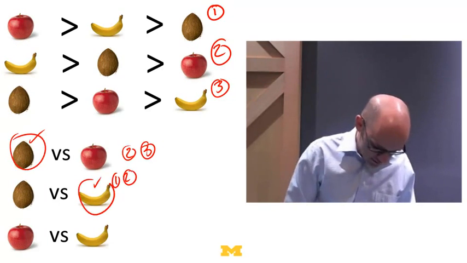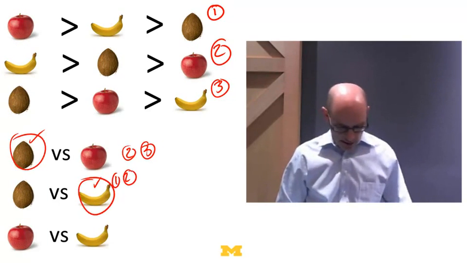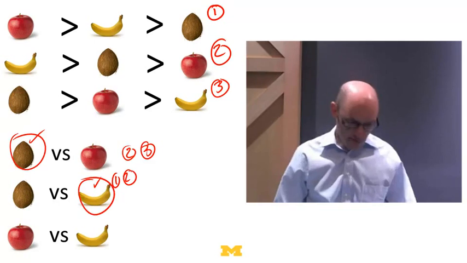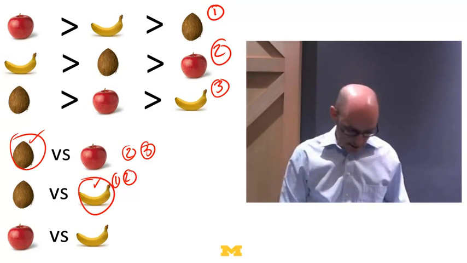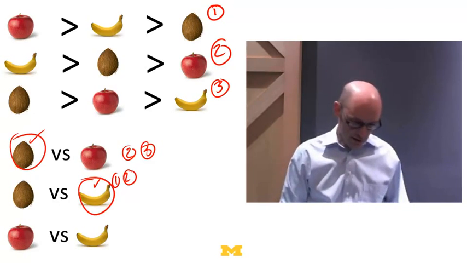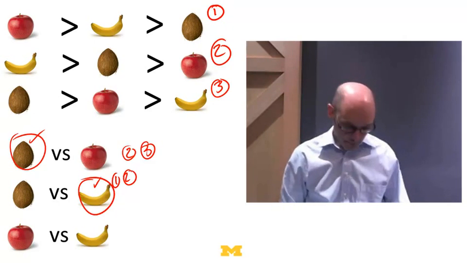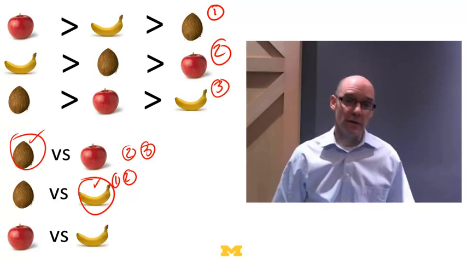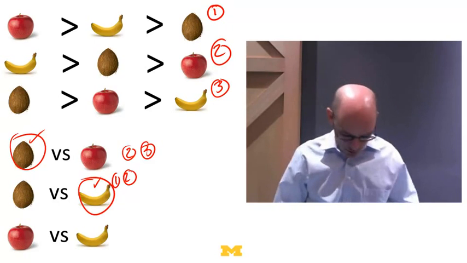So let's actually circle these. Coconut wins versus apples, and bananas win versus coconuts. So therefore, it would stand to reason that bananas should win with respect to apples, right? Because bananas are better than coconuts, coconuts are better than apples, so therefore, bananas should be better than apples. Well, let's check. Let's just check to be sure.